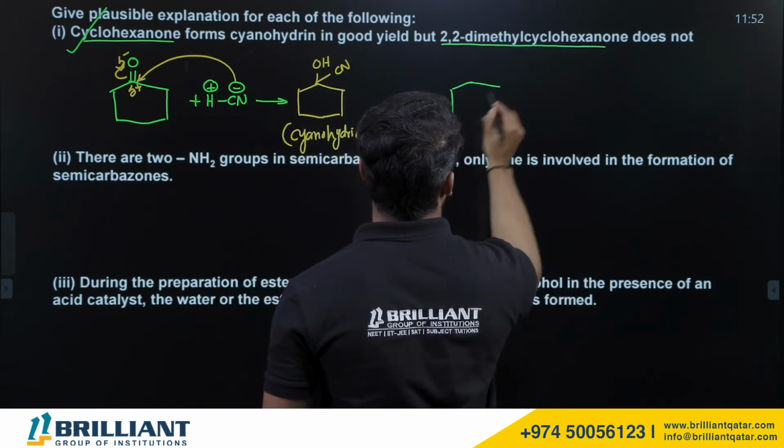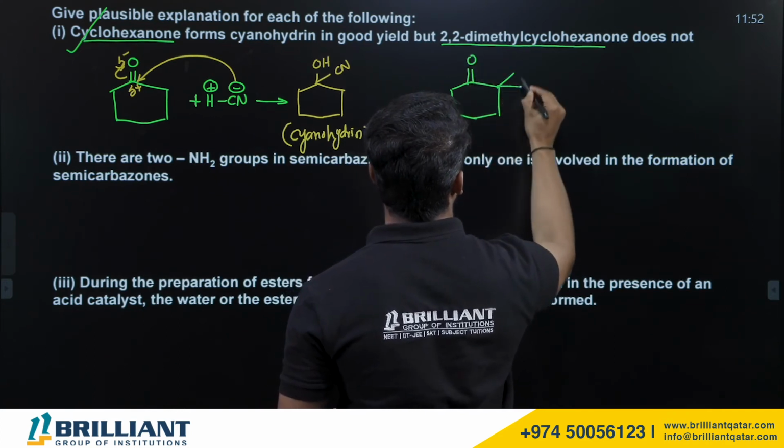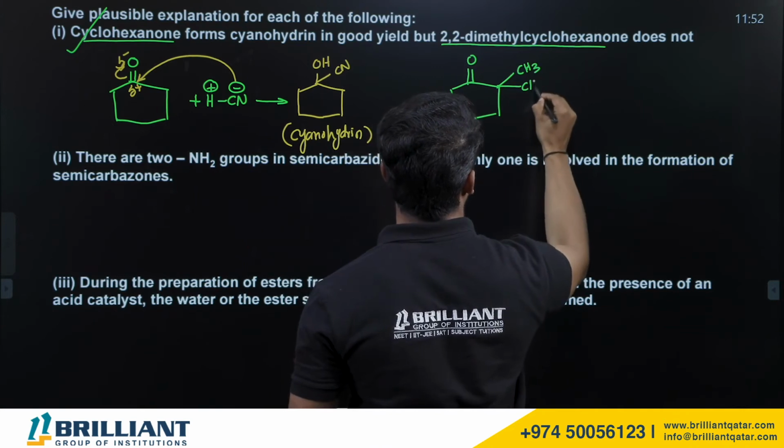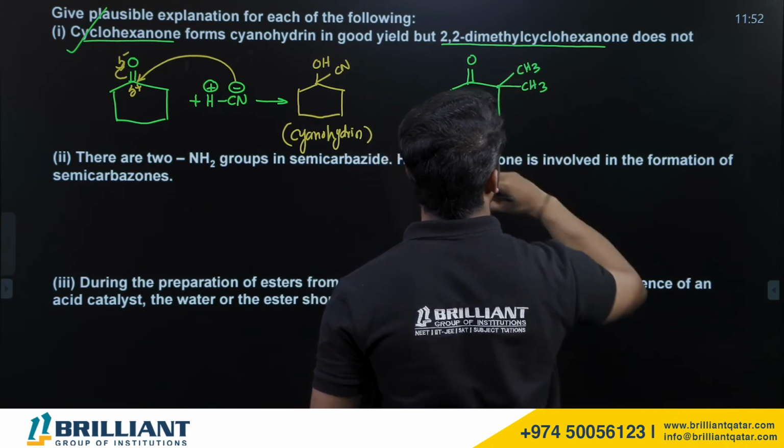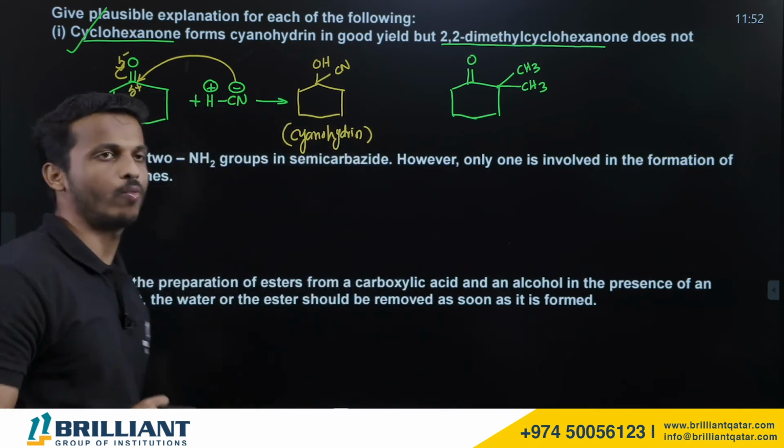but 2,2-dimethylcyclohexanone, what is that compound? This is cyclohexanone. The second carbon has 2 methyl groups. Okay, 2,2-dimethylcyclohexanone does not react well. This reaction is very weak. We studied before in one of the questions.